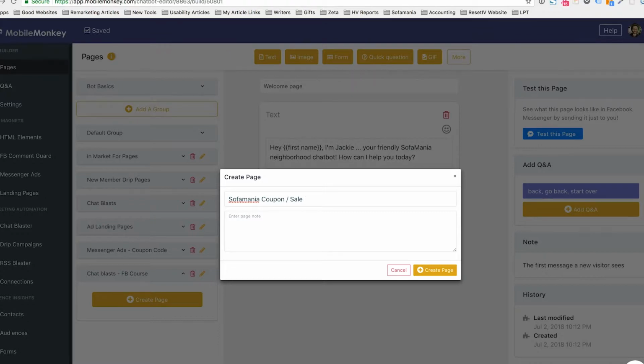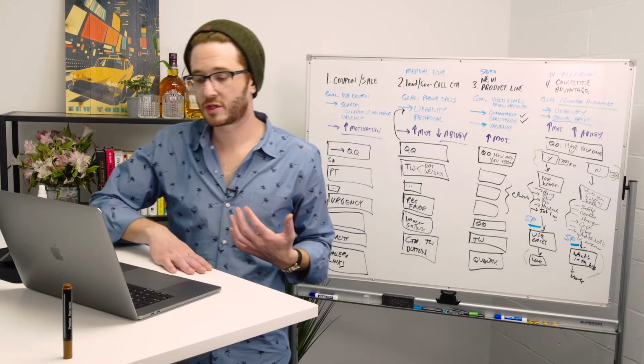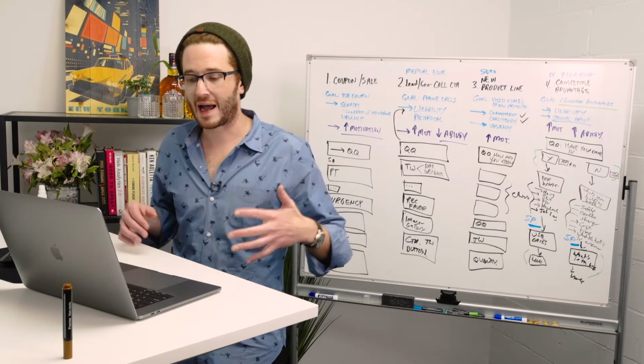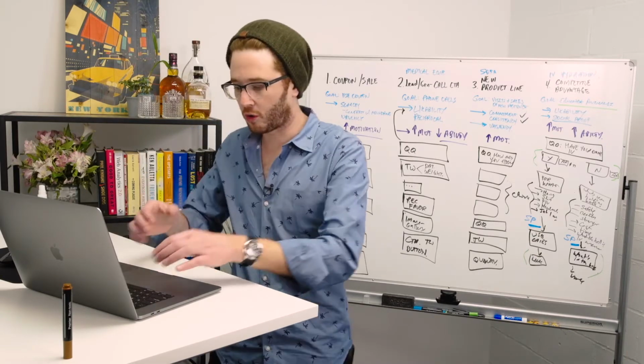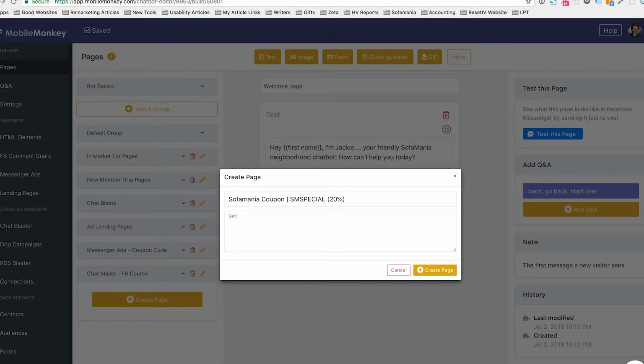I'm going to identify this by the actual sale that's running, the coupon code. So SM special, 20% off. That's a pretty good naming convention, because with a quick look at this top level page, I'll know the chat flow contained inside it. Now you could have some page notes. If you're using a draft like this, I would use some notes about what I want to include in the chatbot. So the goal is to get people to use the coupon.